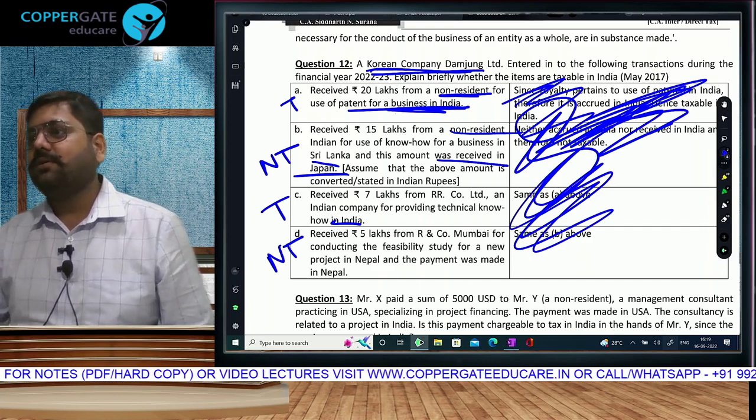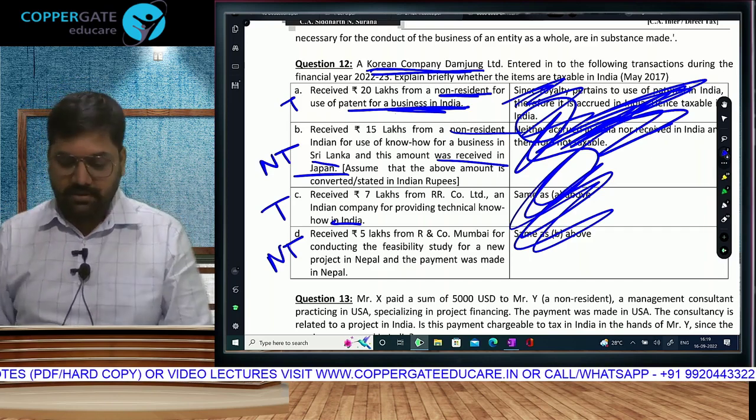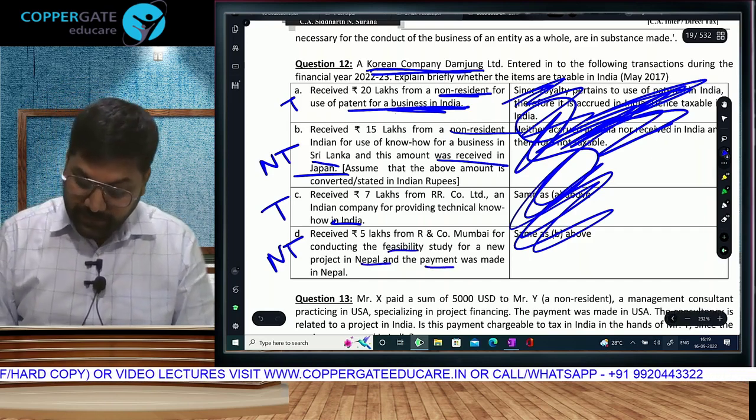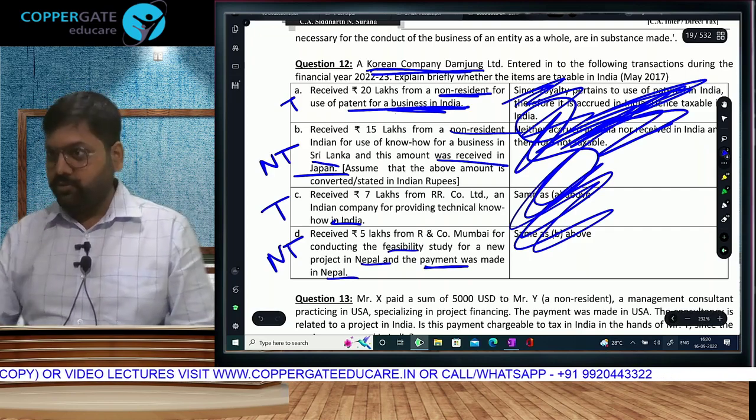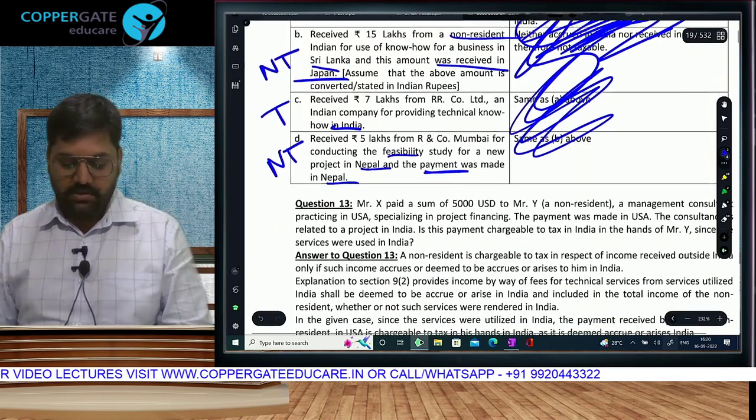Why not taxable? Even if the payer is resident, the services were used outside India and the payment also was outside India. If the payment had been in India, it would have been taxable. Okay. Question number 13 please.